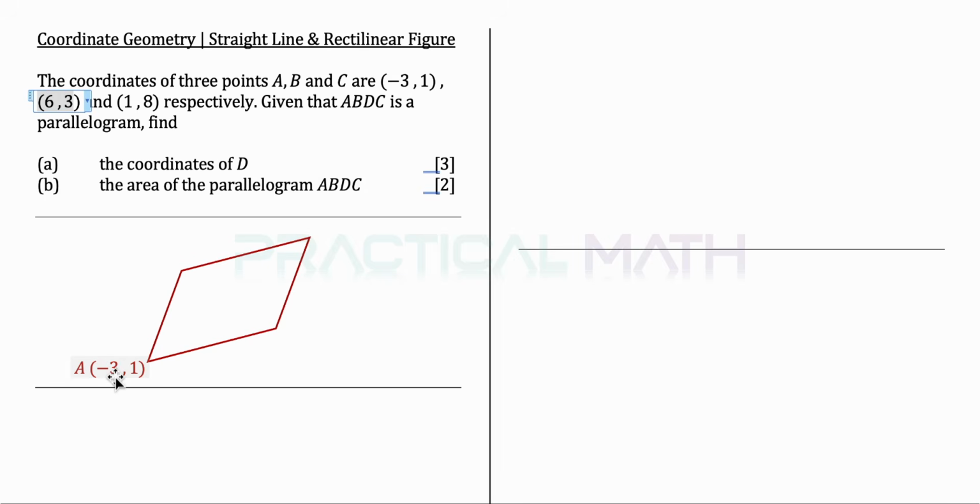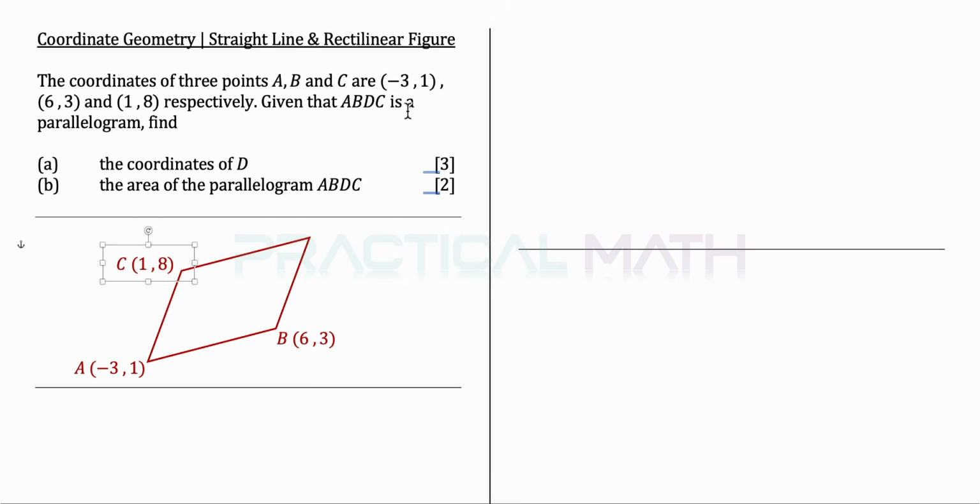(6, 3) is actually to the right of A and above A, so it would be here. So this is the coordinates of B. And C, which has the coordinates of (1, 8), it will be here. The reason is because it's in between A and B, and it's also above A and B as it has a y coordinate of 8.